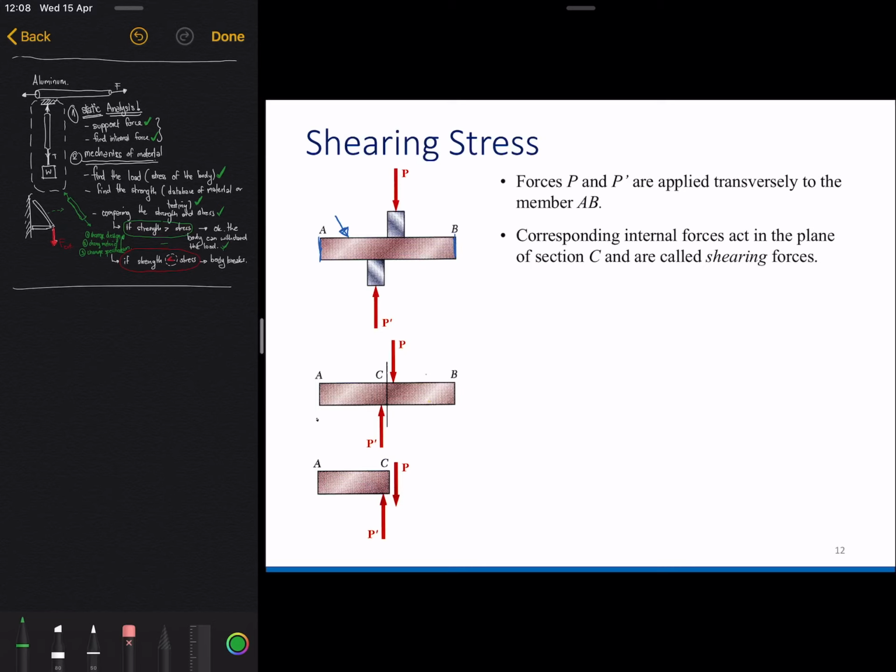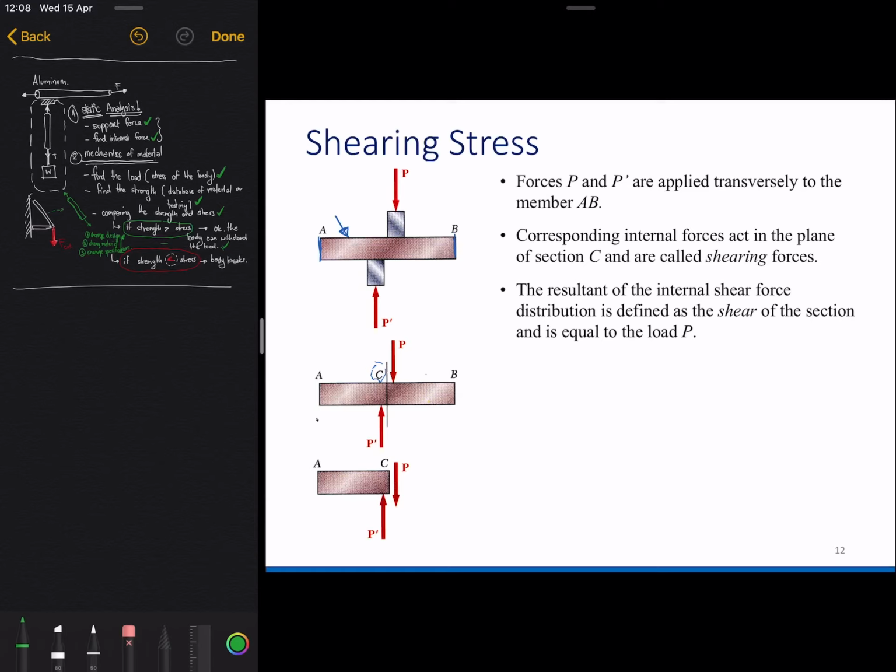So we have a section C here. If the forces are applied on opposite sides like this, we will have a shear force. And this shear force also introduces shear stress in the end. Alright. So how do we define the shear stress? We always write it as tau here. It's like this.